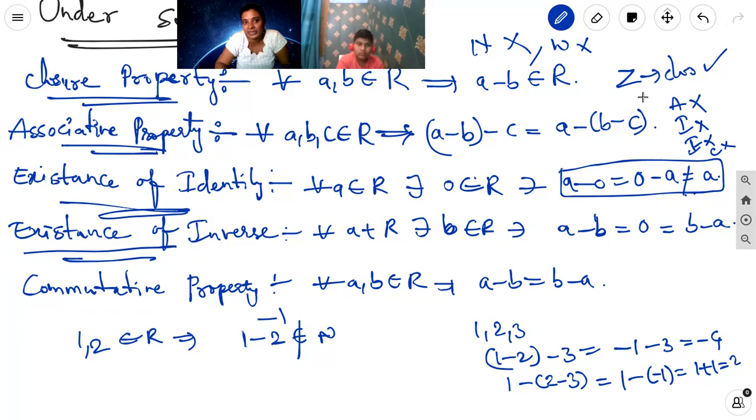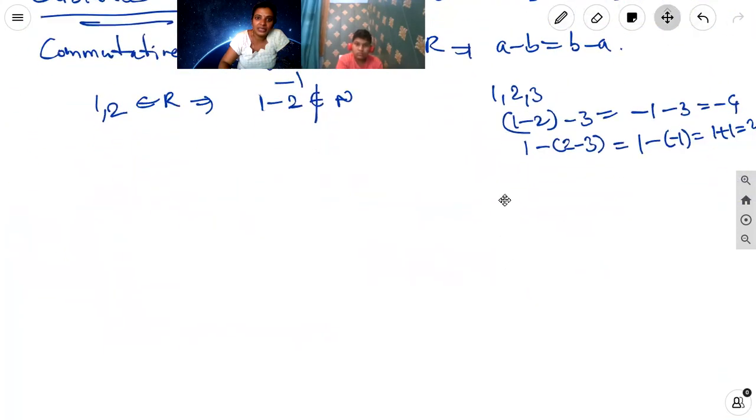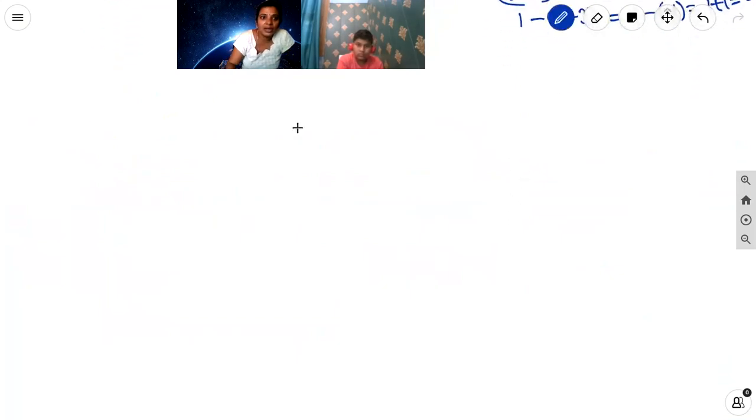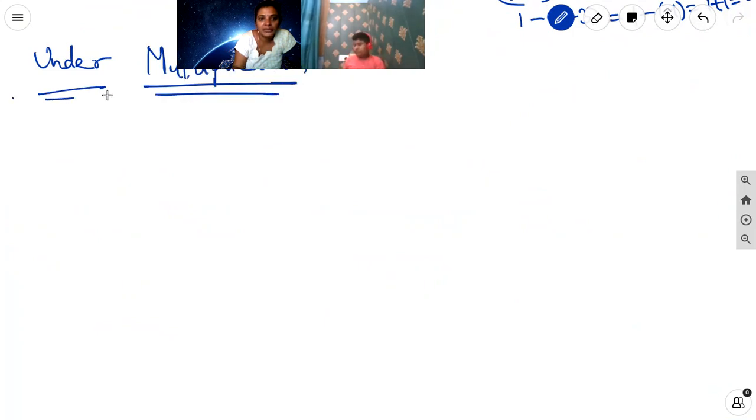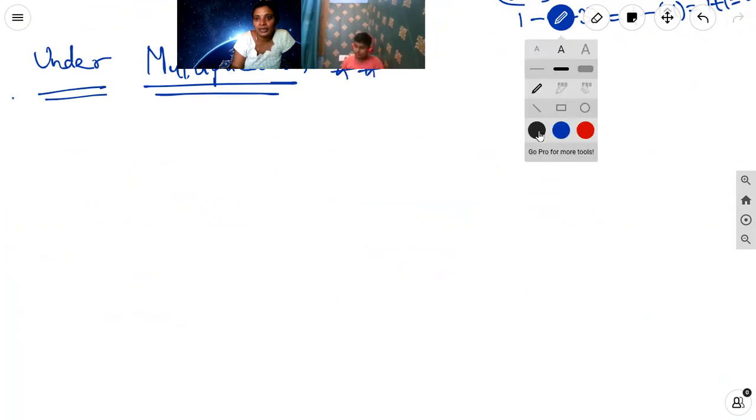So we are not concentrating on subtraction. Majorly we are concentrating on addition and multiplication only. Division works the same way as subtraction. Now we are discussing multiplication. It is very, very important under multiplication and under addition. Both are important.